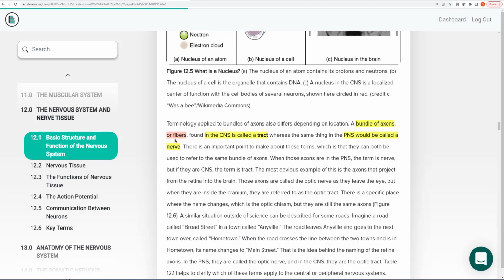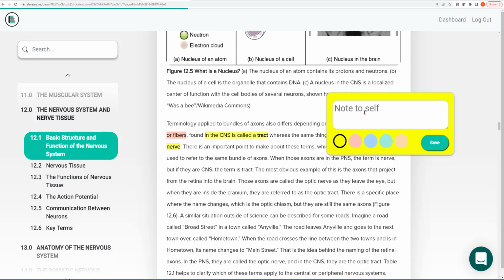And then when we got to muscle, fibers were the cells. Remember, a muscle cell is also called a muscle fiber. So there were two very different ways of using the term fiber, and now here we are in the nervous system, and the term fiber means something yet again. Here it refers to just axons. An axon is also called a nerve fiber.